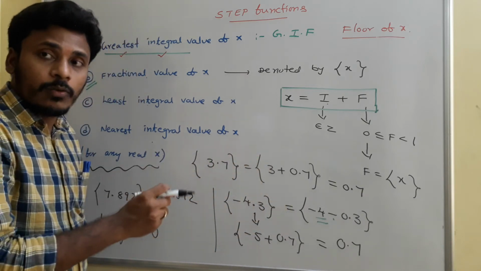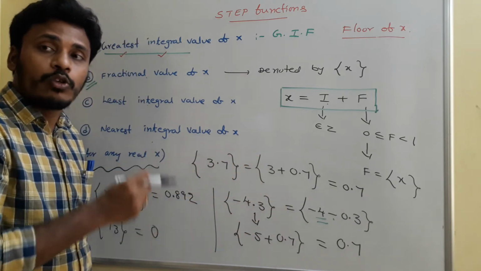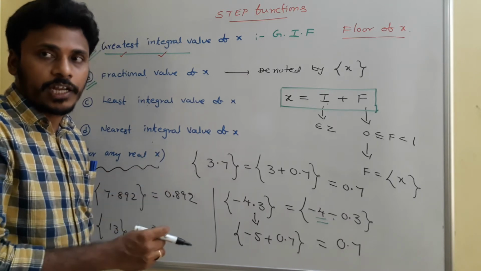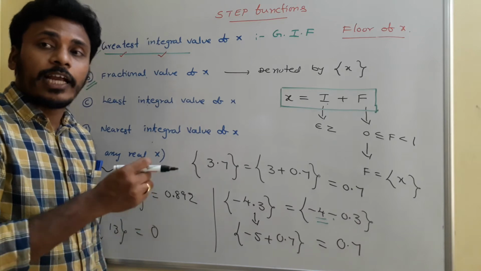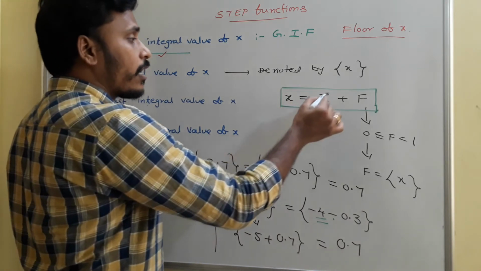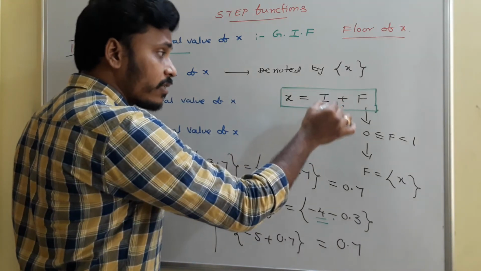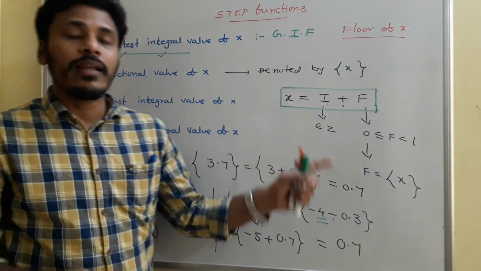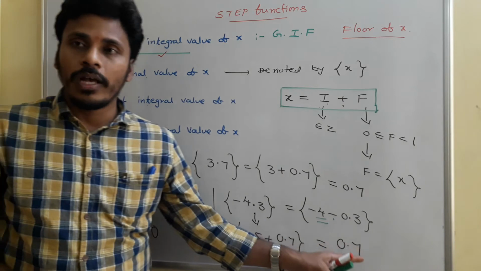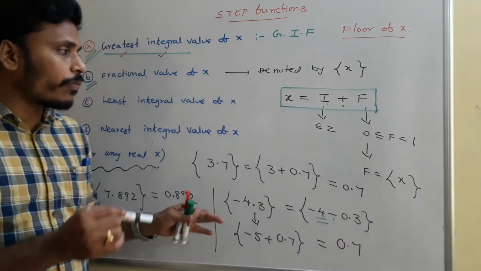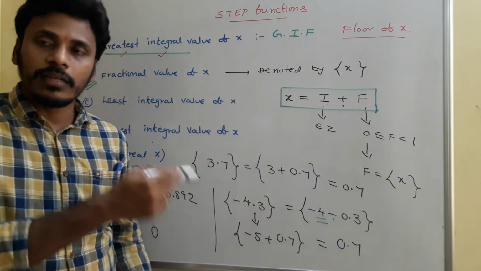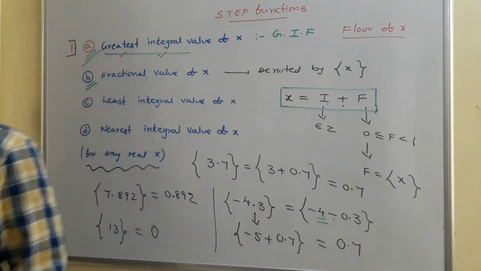So while calculating the fractional values for negative numbers, you need to pay your attention. You need to express that negative number as some integral part plus, I am repeating, plus fractional part. And that fractional part must be in between 0 and 1. Then you say the fractional value as 0.7. So this is something about the fractional values. I will again repeat all these things in the next point. Just have a look.